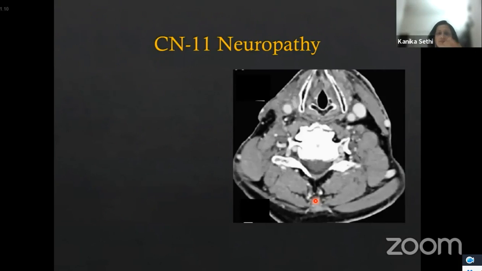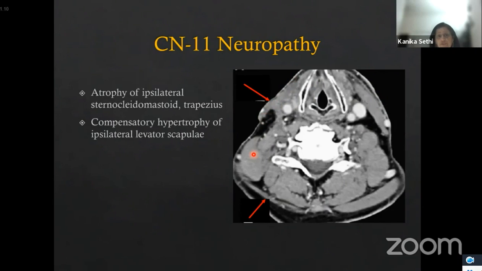An important thing is, since the 11th nerve also travels along with the 10th nerve in the suprahyoid neck, you will see atrophy of the sternocleidomastoid muscle. If you compare the bulk of the sternocleidomastoid on the right and the left, the right side is definitely atrophied. So these are all denervation edema, and the trapezius muscle also atrophies. So if you see these with constrictor atrophy, that means the lesion is higher up. And in these patients, sometimes because of the atrophy of the sternocleidomastoid and the trapezius, there will be compensatory hypertrophy of the levator scapulae muscle.